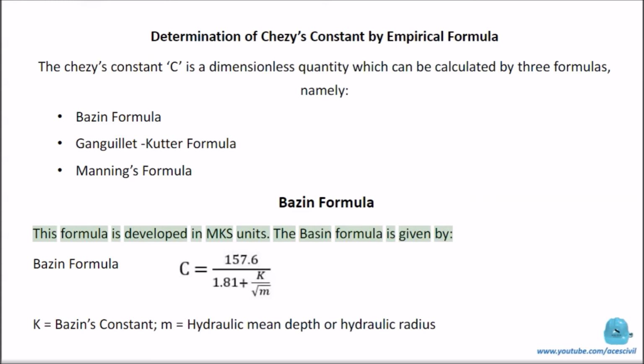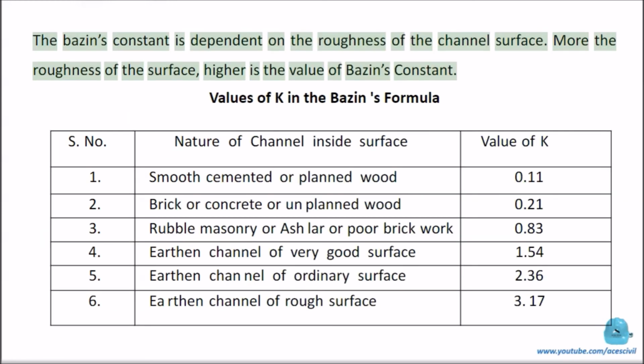This formula is developed in MKS units. The Bazin formula is given by the expression shown. K equals Bazin's constant, m equals hydraulic mean depth or hydraulic radius. The Bazin's constant is dependent on the roughness of the channel surface. The more the roughness of the surface, the higher is the value of Bazin's constant.